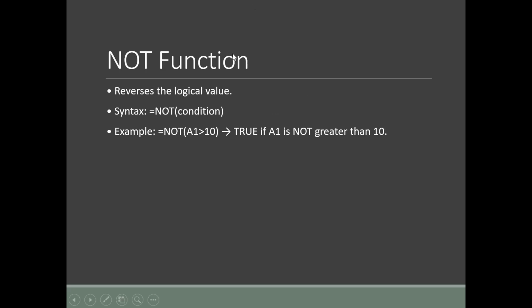Now NOT always works in reverse order. Reverse means just the opposite. Suppose it is true, it will make it false. Suppose it is false, it will make it true. So that is called reverse logic. Suppose I'm checking student percentage. If the student percentage is greater than 50, they will pass. So NOT is going to make them fail, meaning those who are greater than 50 will fail, and those who are less than 50 will pass. That is called reverse order. So here the syntax is NOT(condition). Example: NOT(A1>10), true if A1 is not greater than 10.